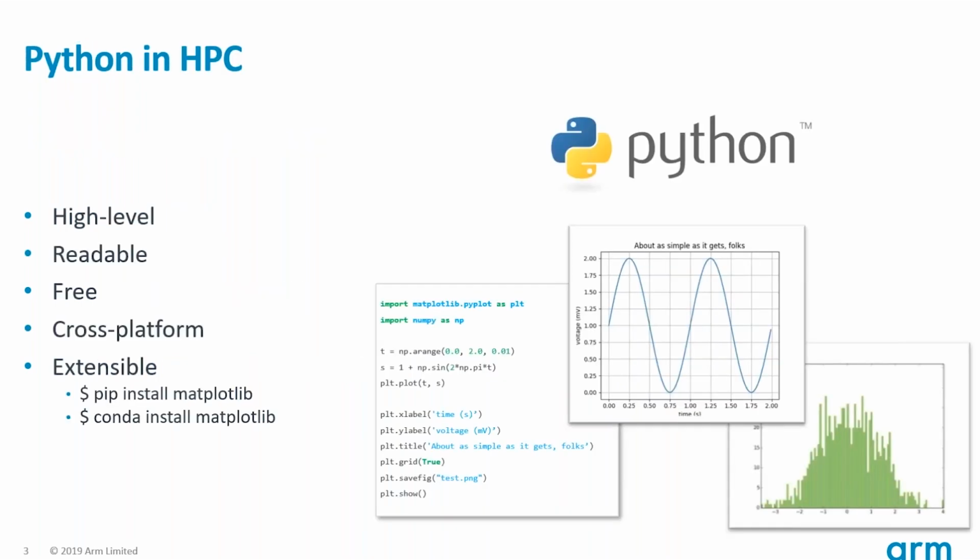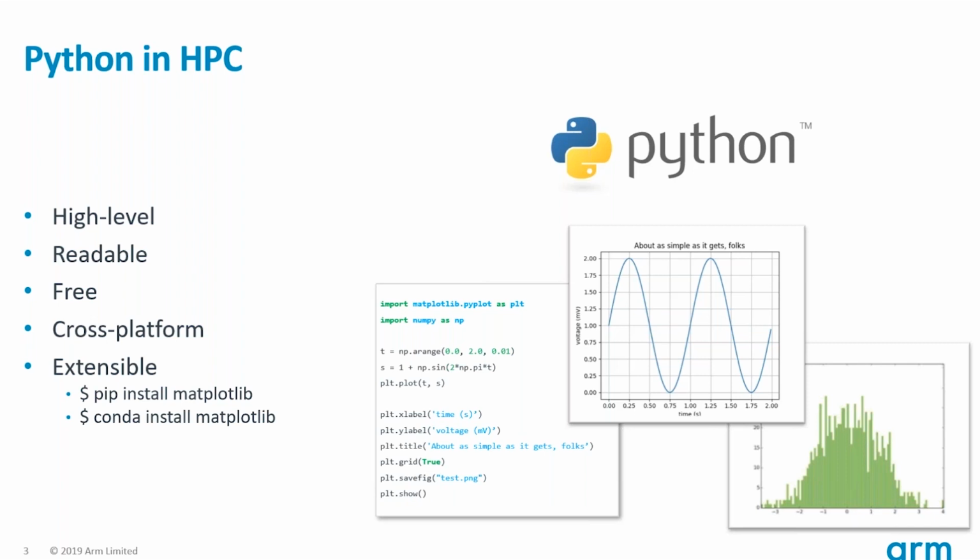So before we start, a few words about Python, and especially why it is becoming popular in HPC. Python is a high-level and general-purpose language created in 1991. It is designed to be readable, indentation is meaningful, and it is used to specify blocks of code. Python is both free to use and open source.